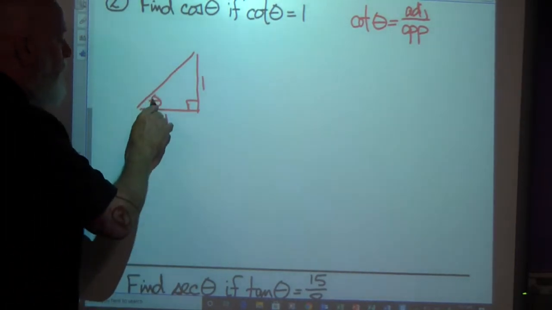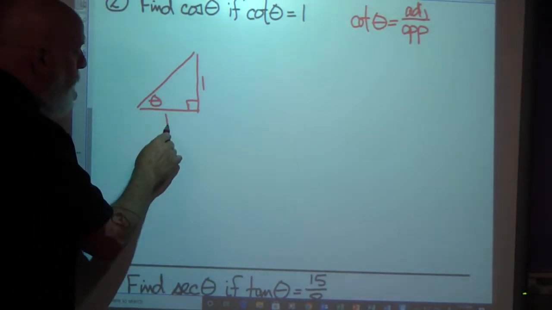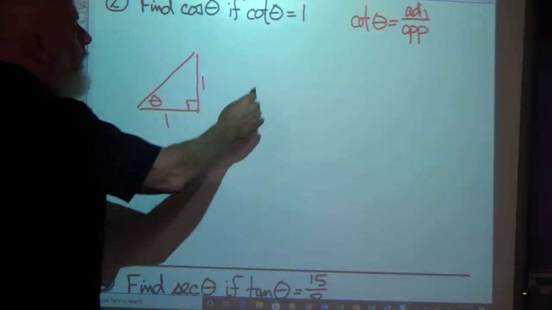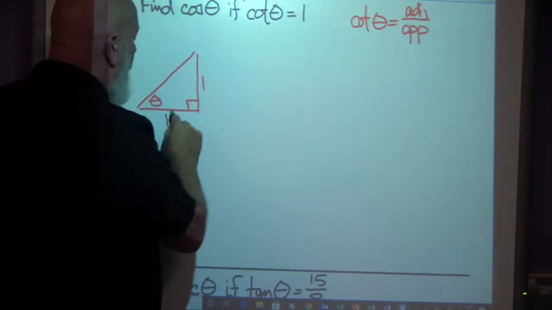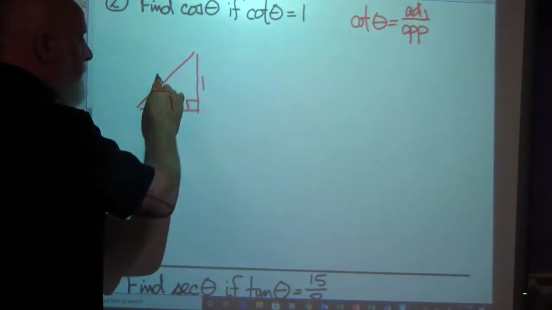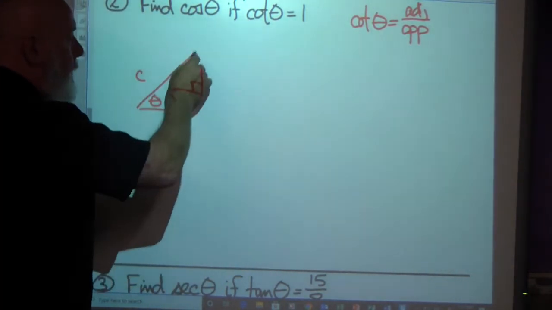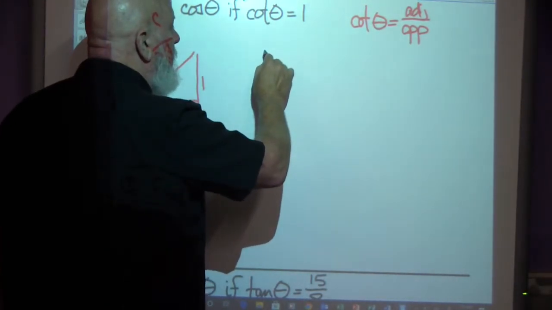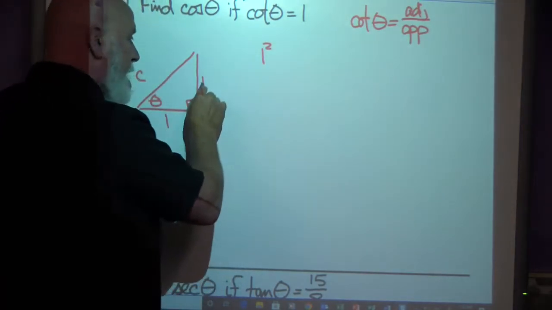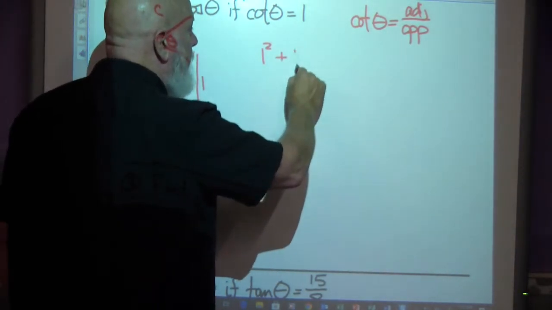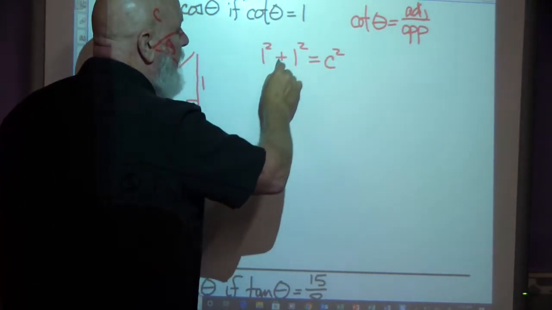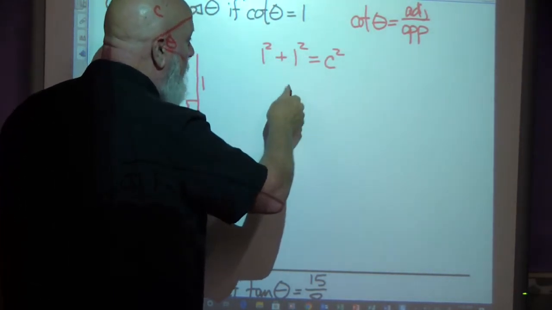And I want to find cosine. So that would be 1 adjacent over hypotenuse. So I have to find the hypotenuse. So I'm going to use my Pythagorean theorem again. A squared plus b squared is equal to c squared, where c is the hypotenuse of a right triangle. So here we go. A squared plus b squared, just so happens they're the same, is equal to c squared. Well, 1 squared plus 1 squared, that's 1 plus 1. That's 2.